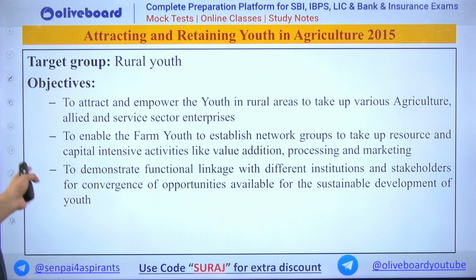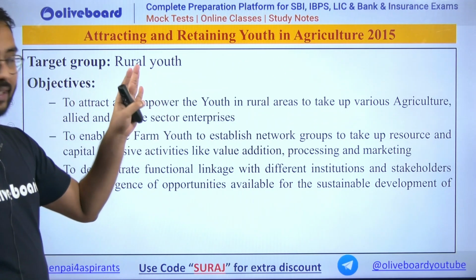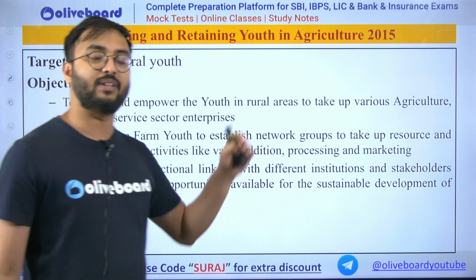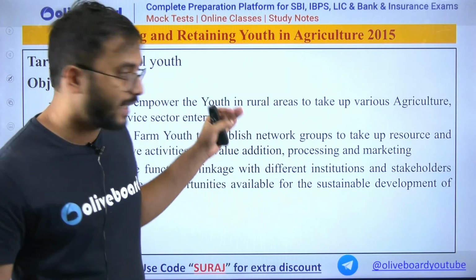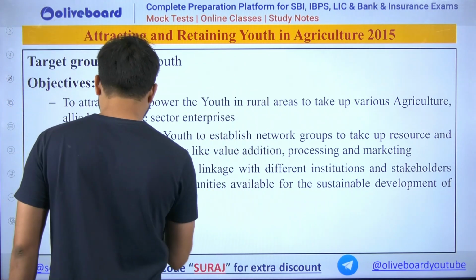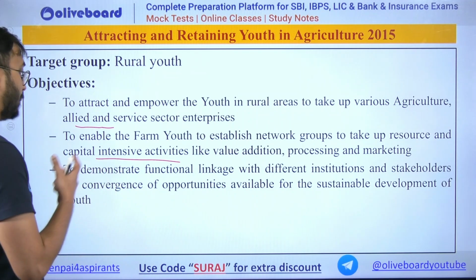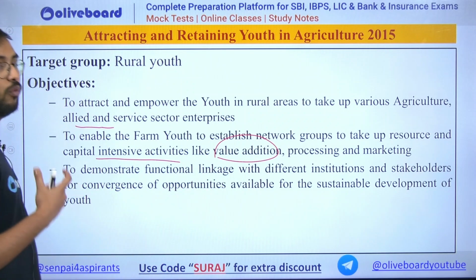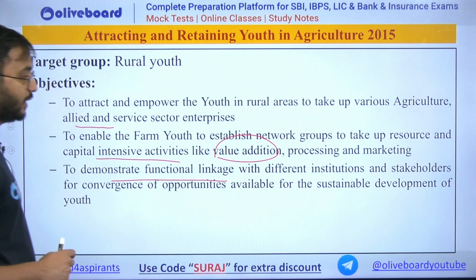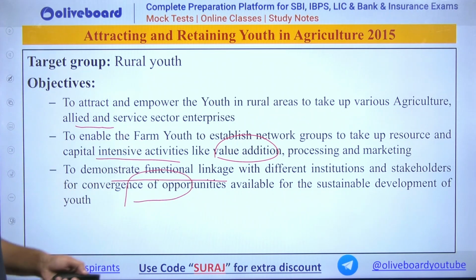Then there is attracting and retaining youth in agriculture. The target group is rural youth, making rural youth realize the importance of agriculture, the importance of the allied and services sector associated with agriculture, giving them hope that agricultural activity can be turned into agricultural business to improve their overall capacity, and enabling farm youths to establish networks so that they can take up resource and capital intensive activities and add value to the overall agricultural system. Then to demonstrate functional linkage through different institutions and stakeholders for the convergence of different opportunities which come in agriculture.